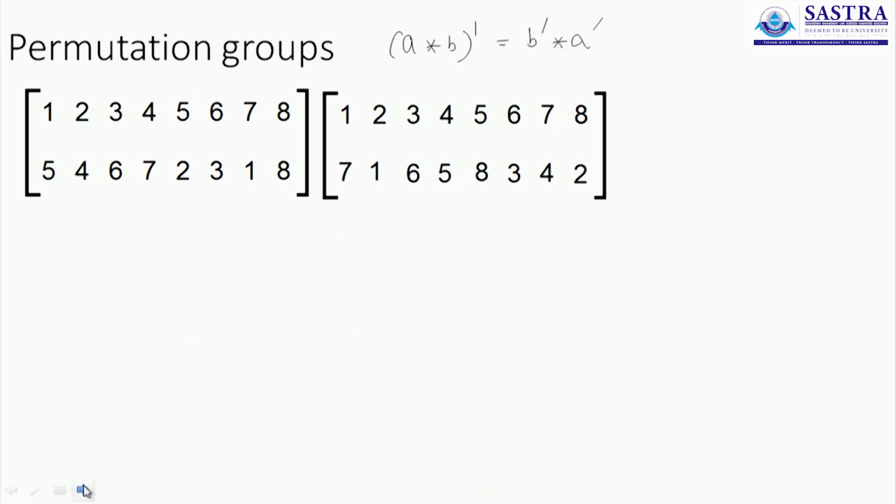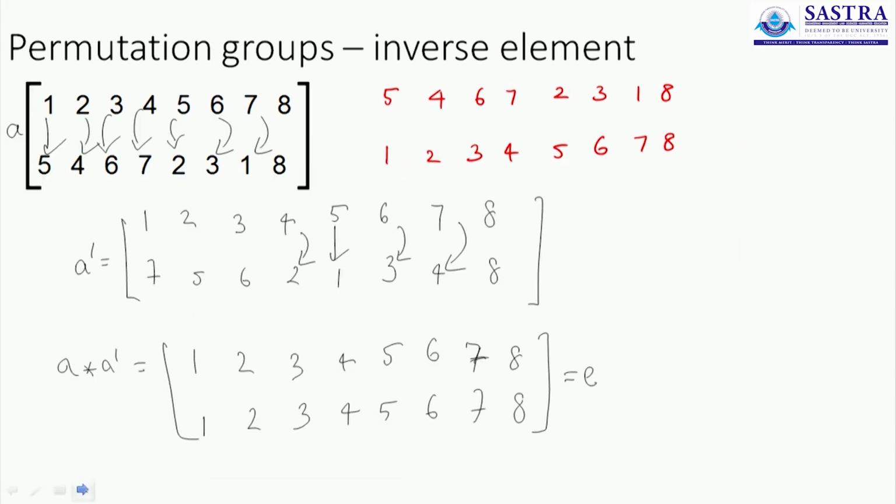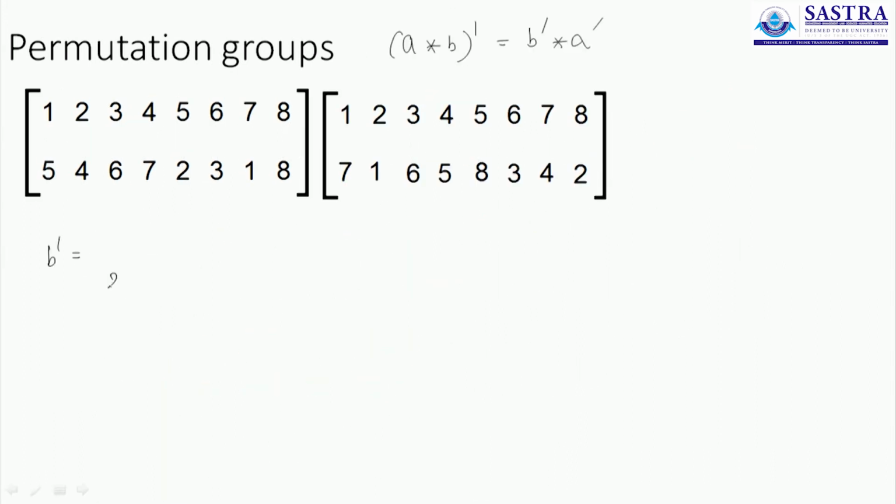For that we need both B dash and A dash. Let us write B dash. B dash is actually what we wrote some time back. B dash is what we found here. B dash is 2 4 8 6 7, 2 8 6, 7 4 3 1 5. That is B dash. We just did it some time back, so I am not doing it again.